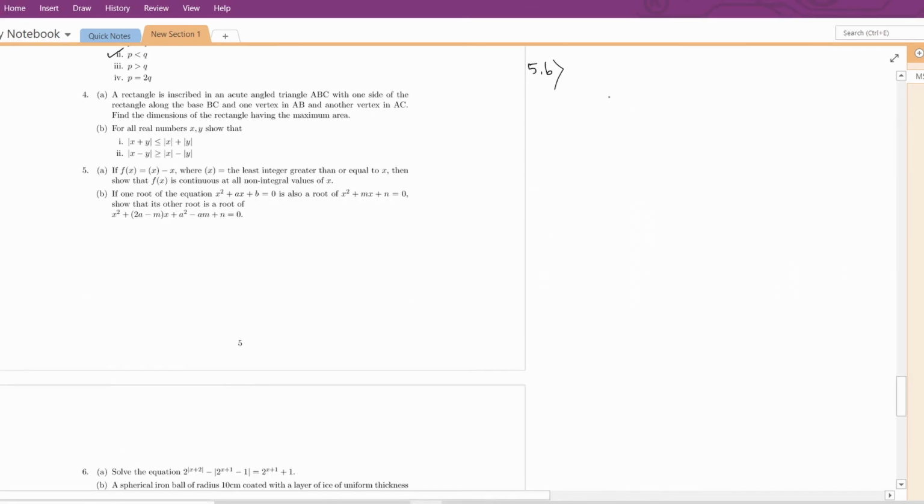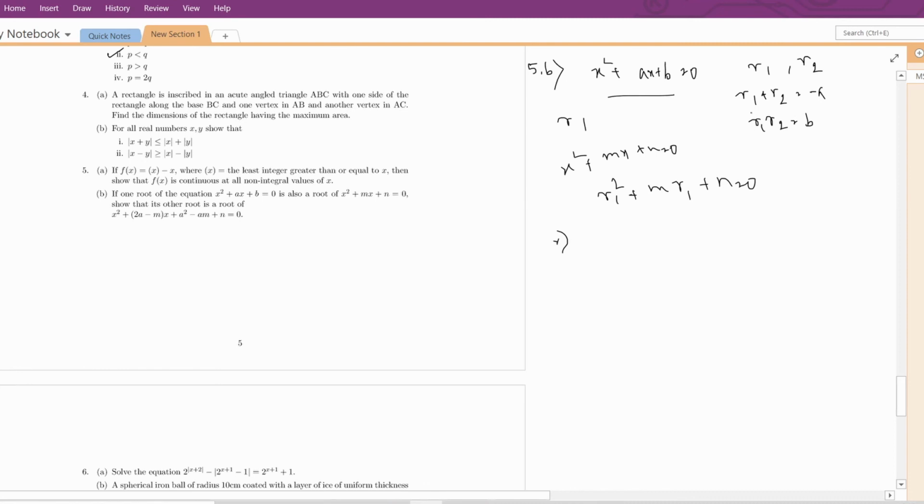Question number 5b, if one root of the equation x square plus ax plus b equal to 0 is also a root of x square plus mx plus n equal to 0, then you have to show the other root is also a root of this equation. So for the first, x square plus ax plus b equal to 0, say R1 and R2 are the two roots of this equation. Then R1 plus R2 equals minus a and R1 R2 equals b. Now suppose R1 is a root of the equation x square plus mx plus n equal to 0. Then it will satisfy this equation: R1 square plus m R1 plus n equal to 0.